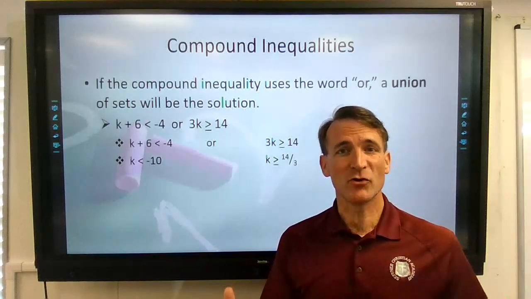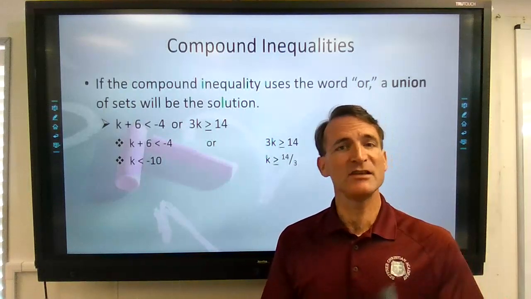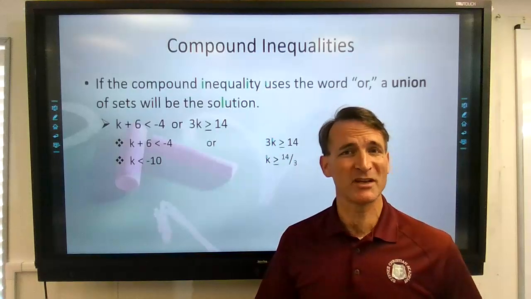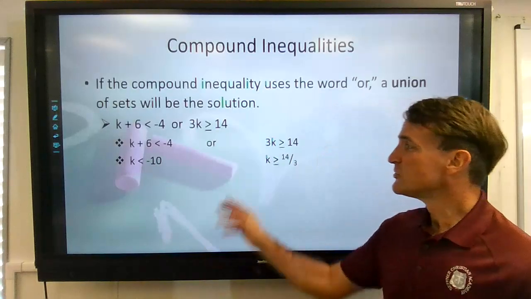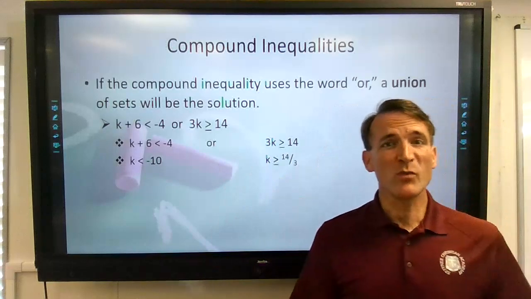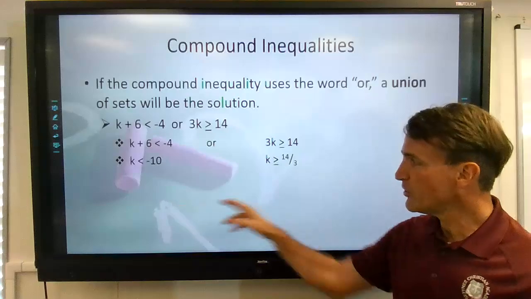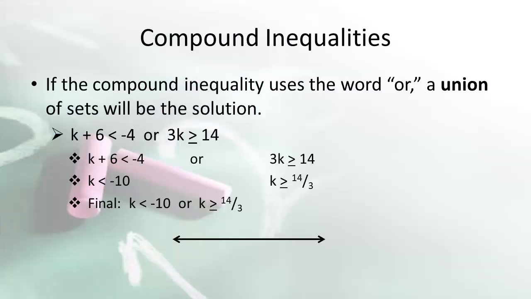Therefore, that statement is true. Even though it's not equal to 5, it is equal to 4, which is part of the solution because they use the word or. So here we have a union of sets. When we graph it, we're going to go ahead and draw our number line. We've got to put either a circle or a dot at -10.